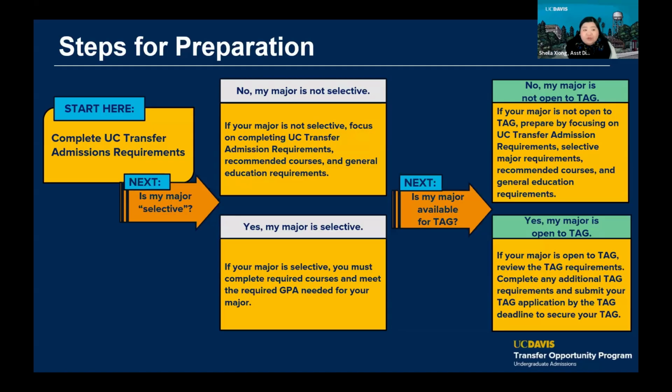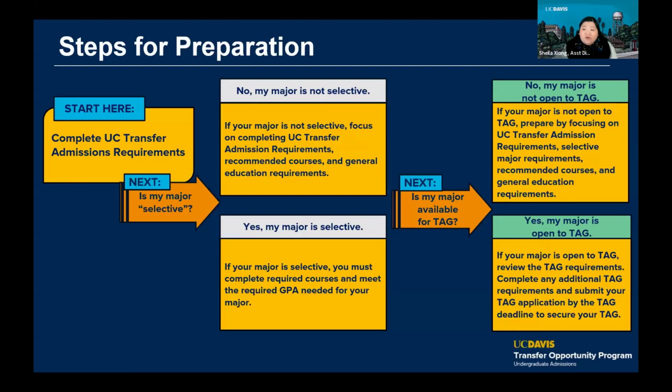If you've answered no, my major is not selective, then in this case, you want to focus on just completing the transfer admission requirements and any recommended courses and general education requirements that you can before you transfer to UC Davis. Now, if you answered, yeah, my major is selective, then in this case, you want to make sure that you're completing those required courses and meeting the required GPAs along with the minimum UC transfer requirements.